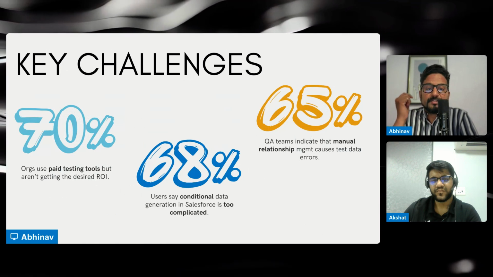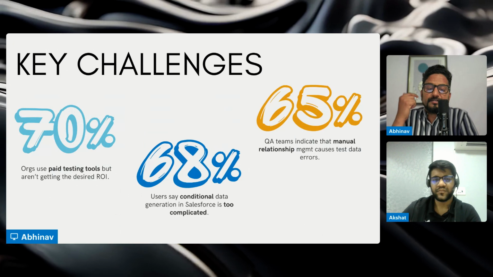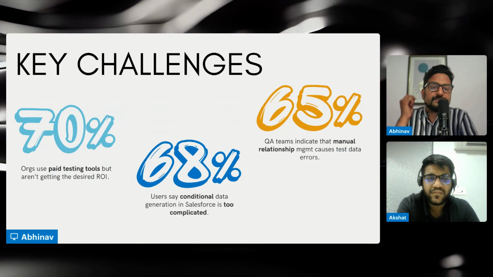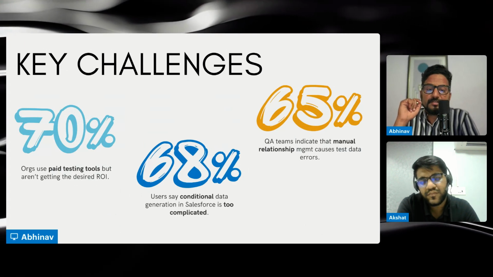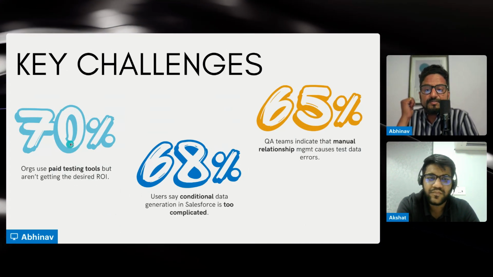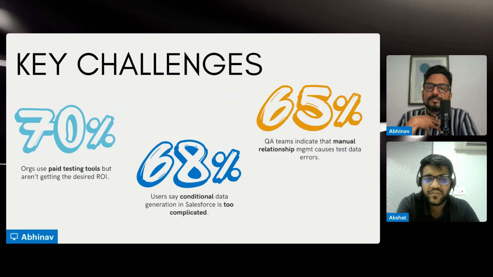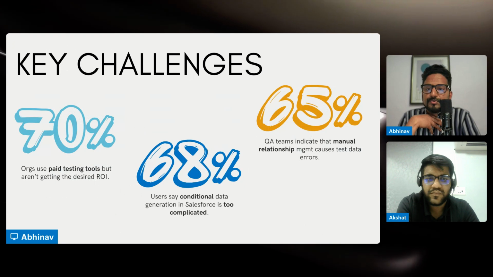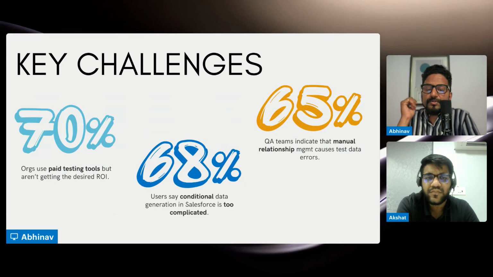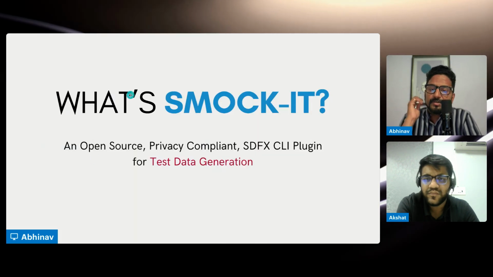And then we know that relationship handling is very tricky in test data or mock data. There are many QA teams, approximately 65%, who struggle with relationship management issues. So probably that's what is building up this 70% number, that despite paying, they're not getting the desired results. With our demos, we are quickly trying to show you how this CLI can help you go around these challenges. With that being said, I would like to pass it over to Akshat.